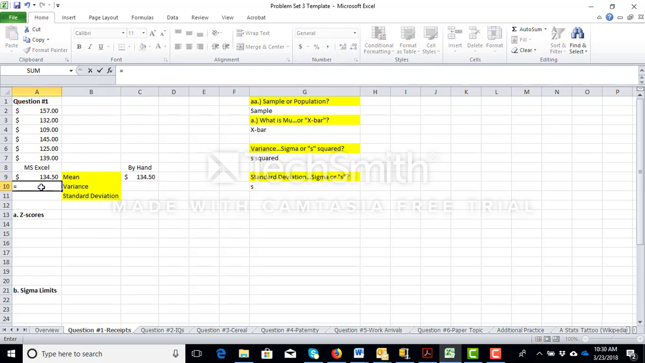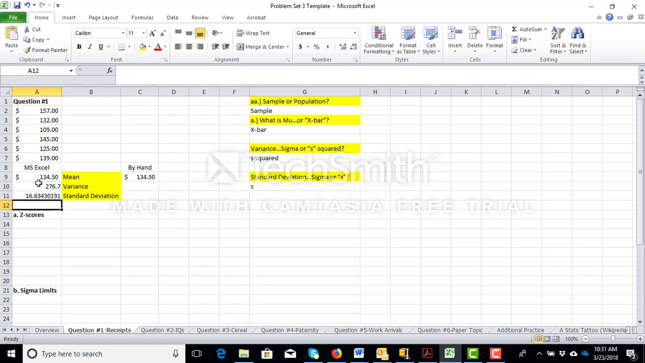Variance, in this case, equals VAR.S because it's a sample. Left parenthesis, highlight the data set. We get $276.70 squared. Crazy thing to say, but that's what it means, $276.70 squared. And the standard deviation is just the square root of that result.